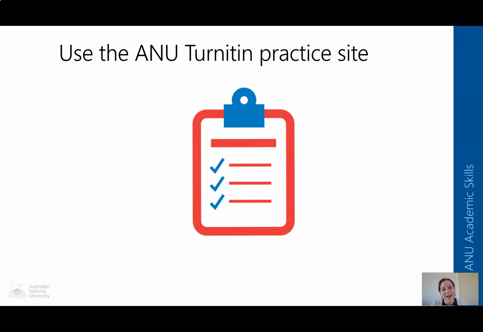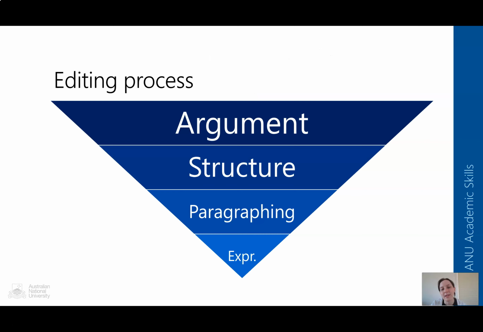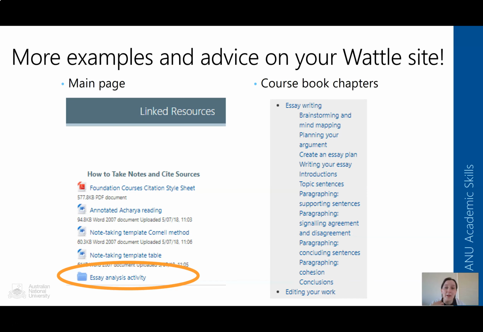Also, when you have a draft of your work, it's useful to put it through the ASIA1030 practice site, where you can check whether it follows academic integrity. You might need to change the paraphrasing that you've done, for instance, if it's too close. There are examples on that website that show how to do that. So in sum, follow this editing process. Really focus on the difficult things first. So the argument first of all, then the structure, and then move on to the more detailed things like paragraphing and expression. There is more advice on your Wattle site, so head along there.